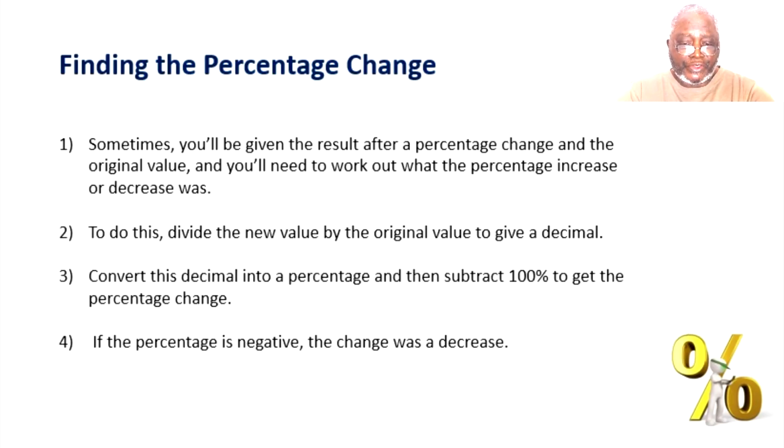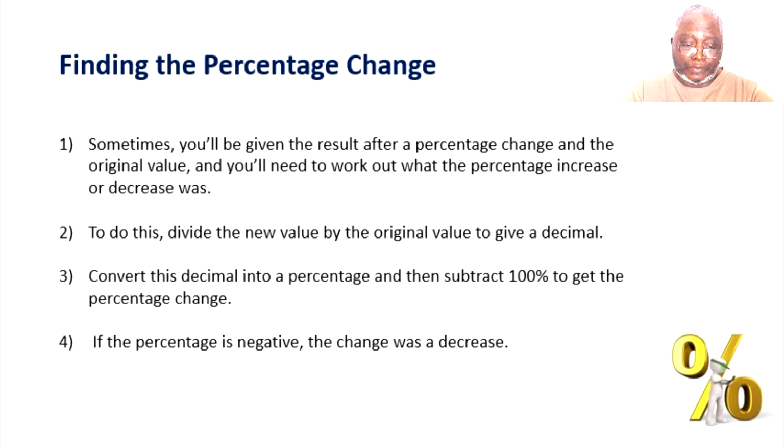Finding the percentage change. Sometimes you'll be given the result after a percentage change and the original value, and you'll need to work out what the percentage increase or decrease was. To do this, divide the new value by the original value to give a decimal. Convert this decimal into a percentage and then subtract 100% to get the percentage change. If the percentage is negative, then the change was a decrease.